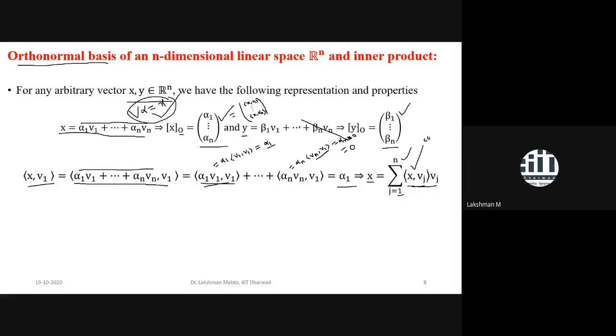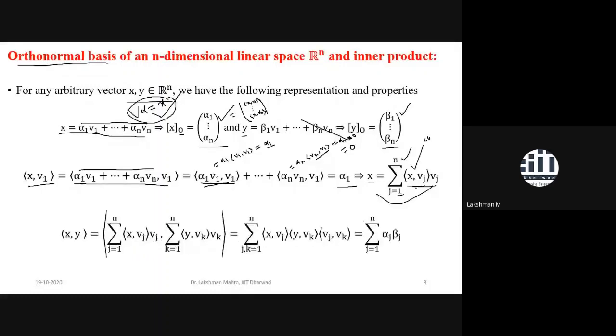So you are getting this representation of x with respect to this orthonormal basis. Similarly, if you take y, this is the representation of y with respect to the orthonormal basis. And if you define the dot product of x with y, remember that the inner product of x and y here is not defined as what we had already seen with respect to the standard basis.